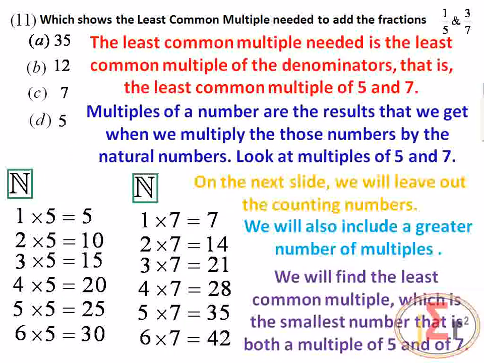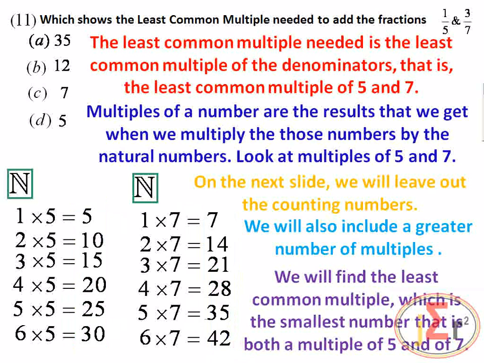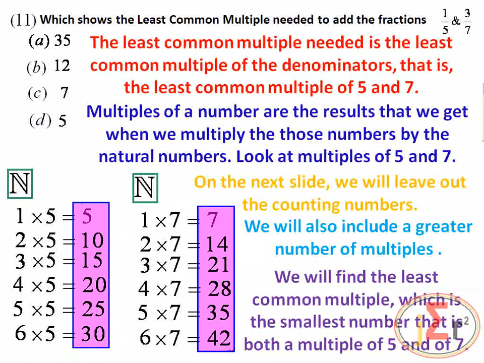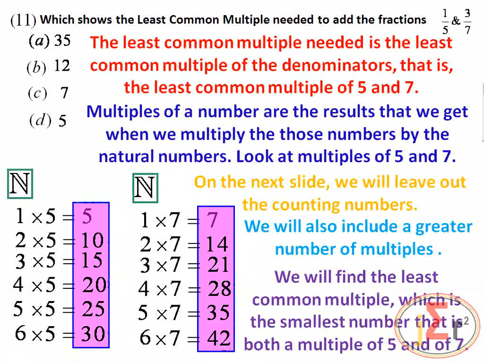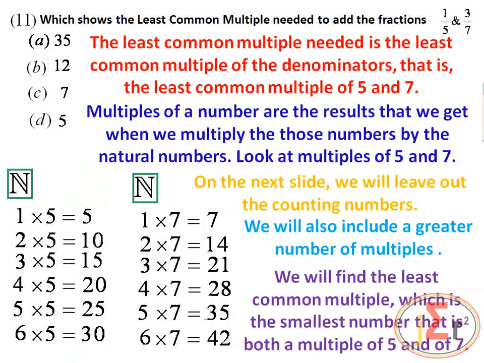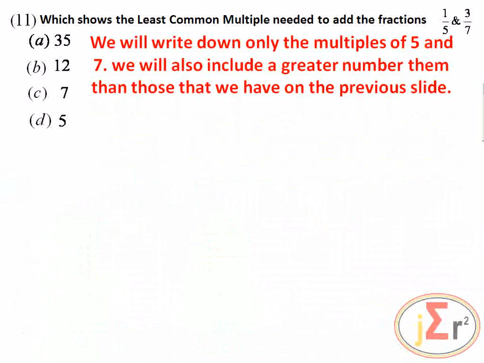We will find the least common multiple, which is the smallest number that is both a multiple of 5 and a multiple of 7. And Jerry said that already, even before we started writing down the multiples, that the correct answer is option A, which is 35. We will write down only the multiples of 5 and 7. We will also include a greater number of them than those that we had on the previous slide.